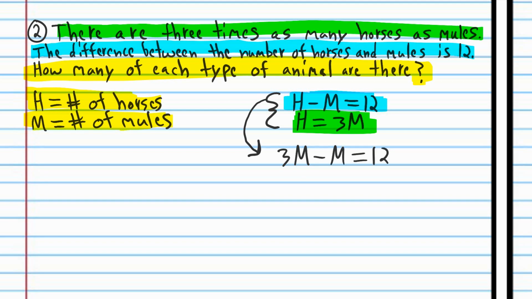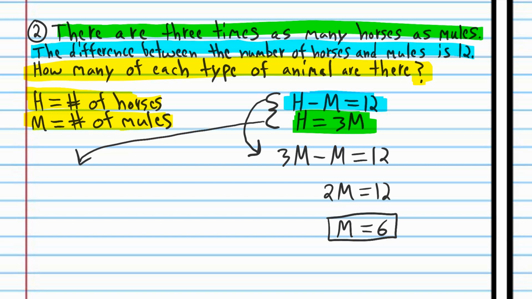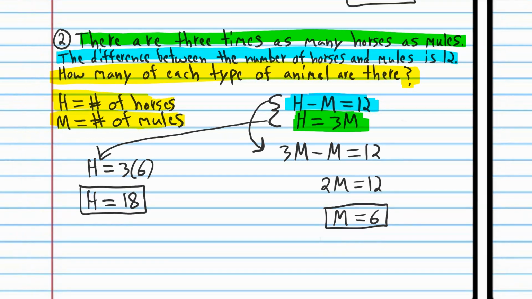And then 3m minus 1m is 2m, and divide both sides by 2, and we have the number of mules is equal to 6. Now we take the other equation, just because that's the easiest one to use at this point. The number of horses is equal to 3 times the number of mules, and we know the number of mules is 6 because we just figured that out. 3 times 6 is 18, so the number of horses is 18. And there we go.